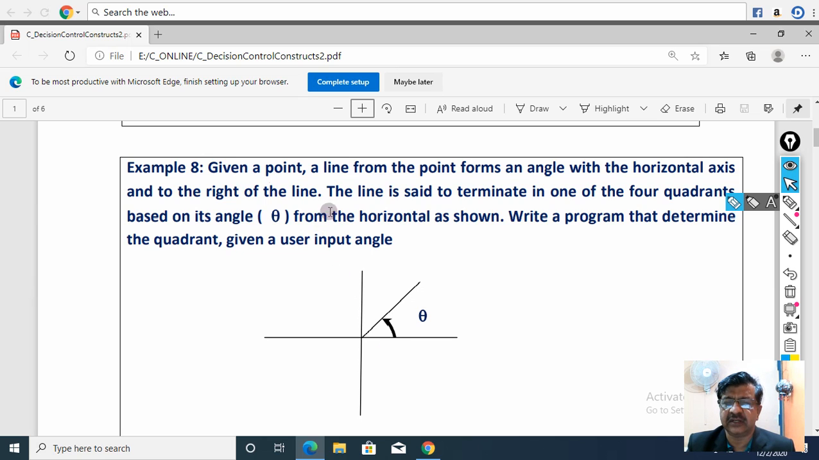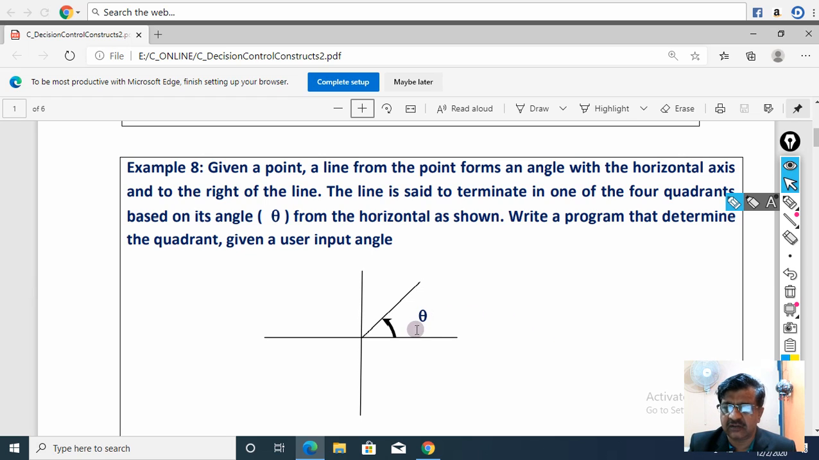Given a point, a line from the point forms an angle with respect to the horizontal axis, and to the right of the line. The line is said to terminate in one of the 4 quadrants based on its angle theta from the horizontal, as shown in the figure. Write a program that determines the quadrant given a user input angle.